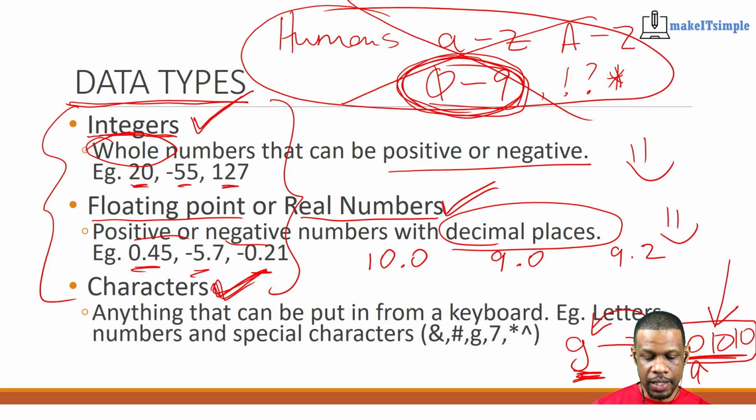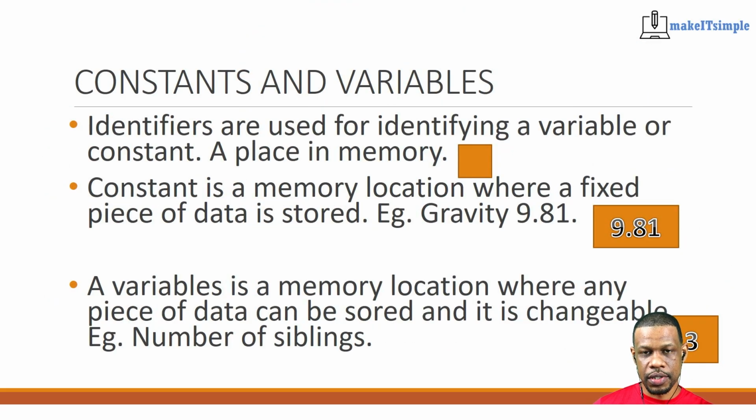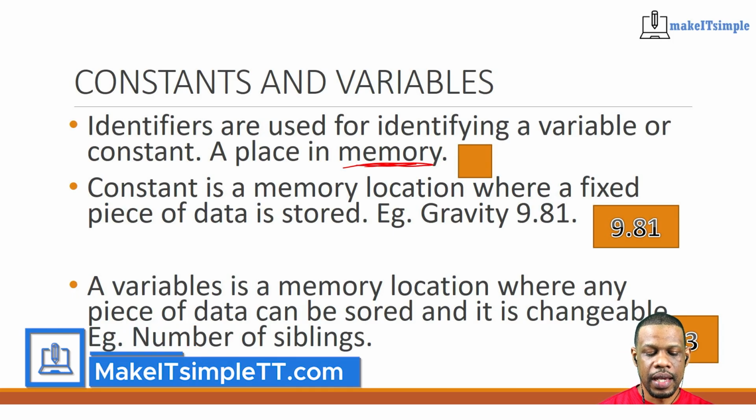Anyhow, now that we know the data types that a computer can understand, we are happy. Now we can try to actually talk to the computer. In order to talk to the computer, we have to use something called memory. And that brings us to a thing called constants and variables.